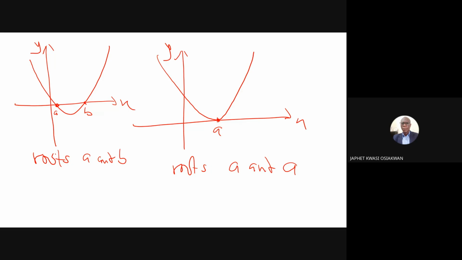So we need to teach our students these things. When the graph cuts the x-axis, the point of intersection is the roots. So A and B, the first one. This one, it touches it. So the roots are what? A and A. And that's the repeated root. The first one is two distinct roots. This one is a repeated root, so it will be A and A.